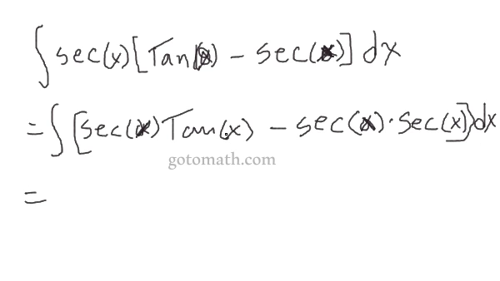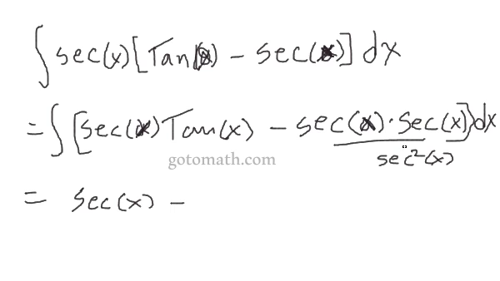All right, so secant x times tan x, right? This is one of those you're going to have to remember. Secant x times tan x is just secant x. And minus, now figure out what that is. That's secant squared x. These two together are secant squared x, and the integral of secant squared x is tan x. Then of course we've got our plus c.